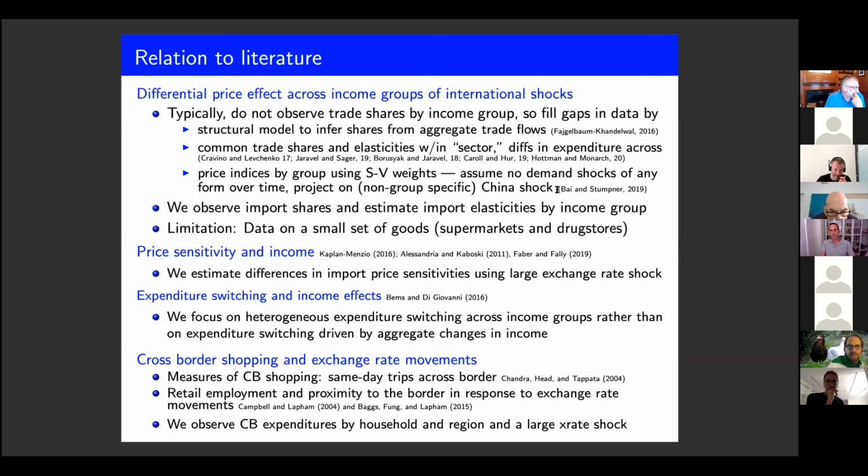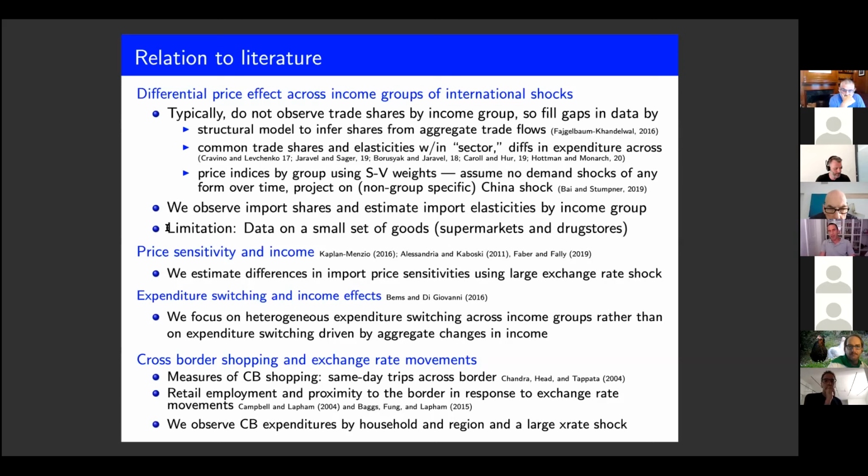Or there's this nice paper coming in the AR Insights, which basically used Sato-Vartia weights, which is basically implicitly assuming elasticities. We estimate elasticity without ruling out demand shocks, which we can allow in our estimation. So we observe import shares and estimate import elasticity directly by income groups.